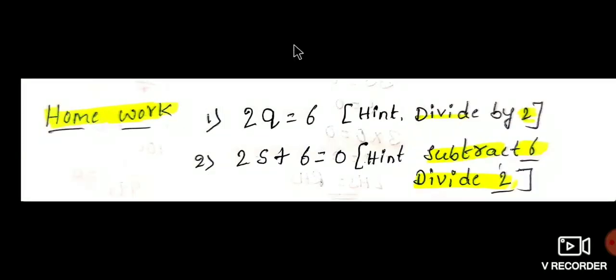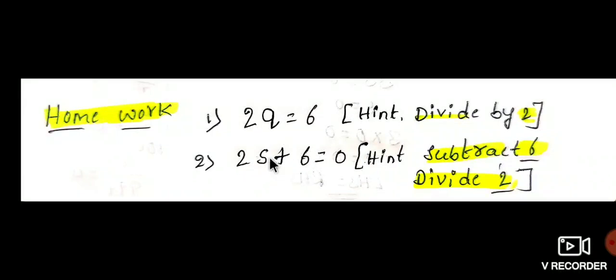And next, homework, but very easy. 2q is equal to 6. Find the value of q. Just find the q value. The verifying will be your choice, but you should find the value of q. Hint: to separate this q we should divide by 2. We should divide it by 2. Then the 2 will cancel. q is equal to whatever comes, you should do it on both sides.